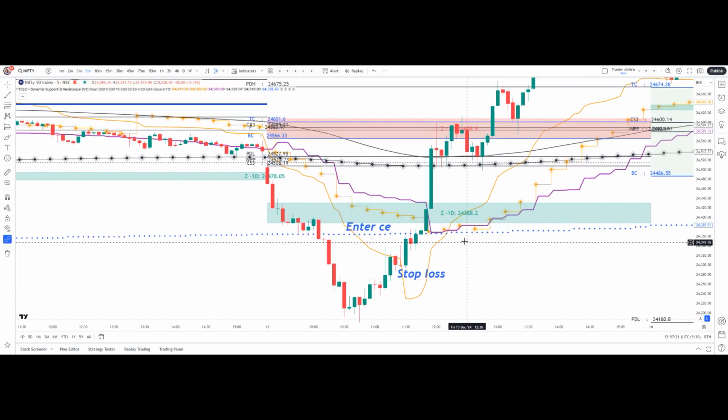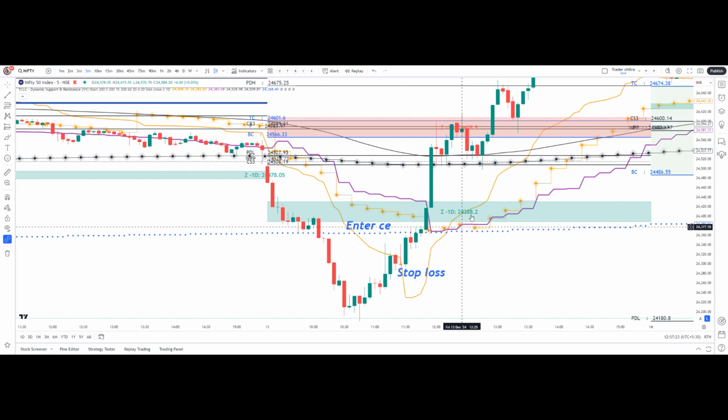Alright, or else if you are in a profit, once you enter into the trade 20 to 30 points in call options, you can book your profits.